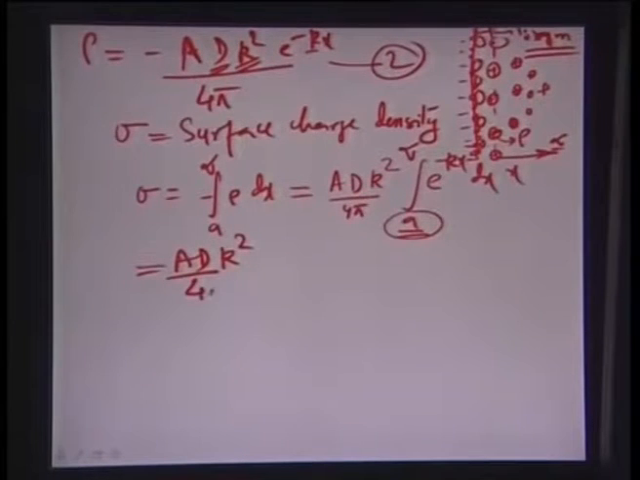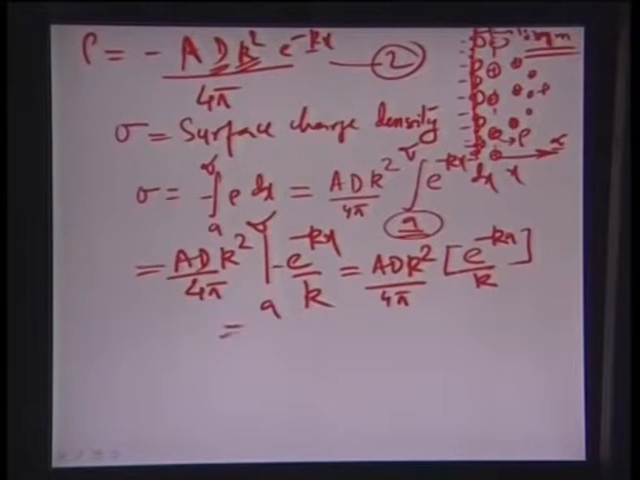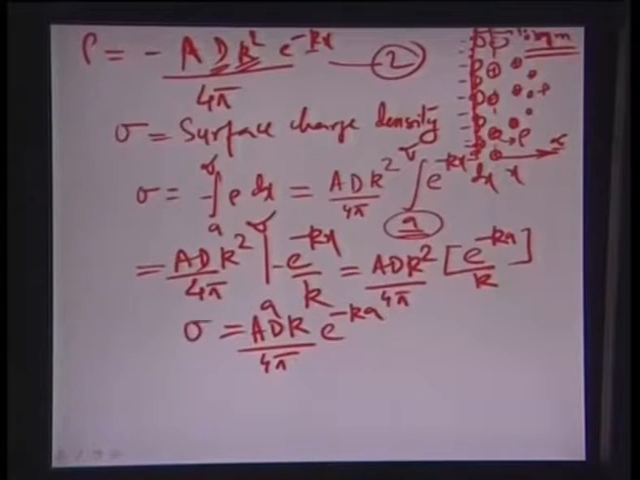So if you solve this integral here, you are left with A D k square by 4 pi, integral a to infinity, e to the power minus kx dx, of course with the minus sign. This would eventually convert into A D k square by 4 pi times e to the power of minus ka by k, or in other words, finally converting into A D k by 4 pi e to the power of minus ka. Okay, that's what this is.